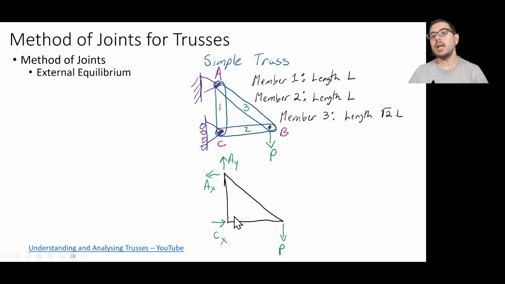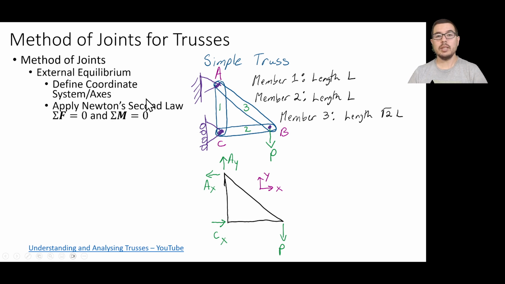And in reality, we could choose for these constraints directions that we like. We don't have to follow a particular convention. But P was given to us going downward, so we probably should stick to that one. For these other ones, we have some ability to choose. Now, as we know, when we do the method of joints, we first complete external equilibrium.